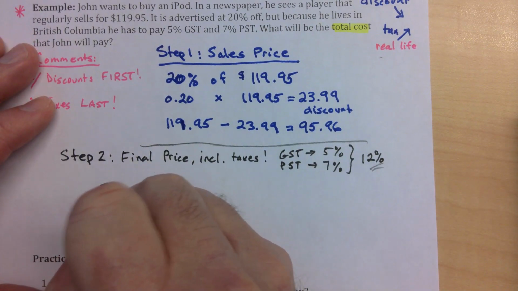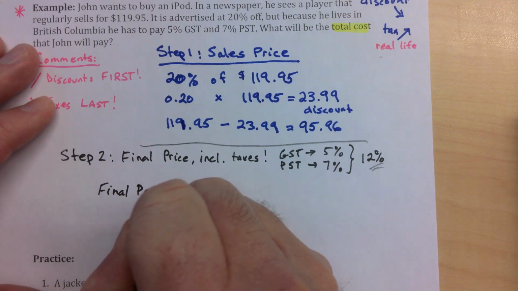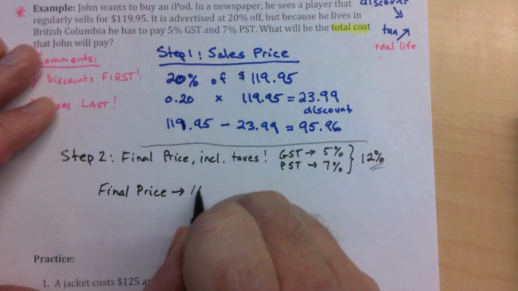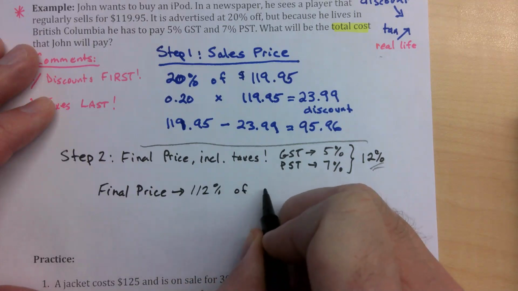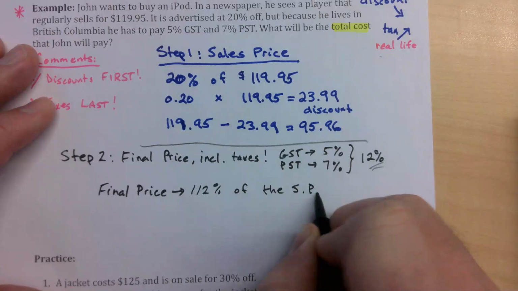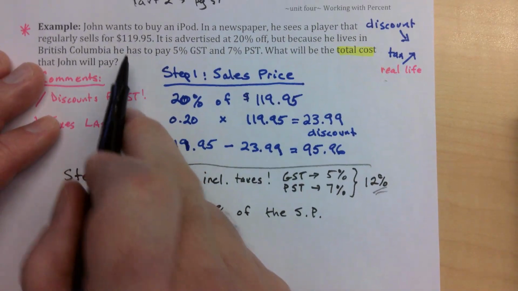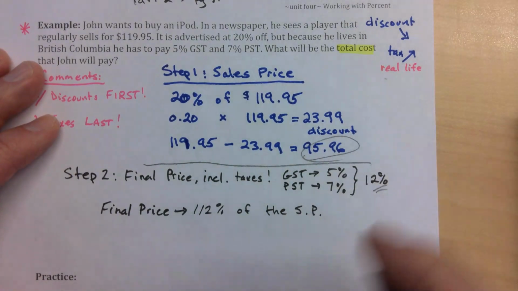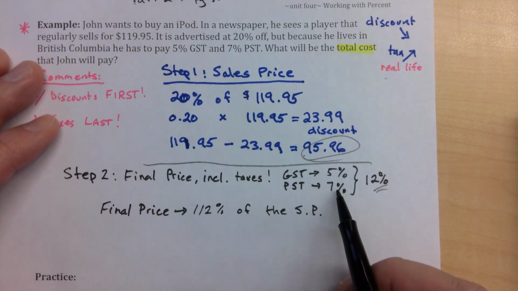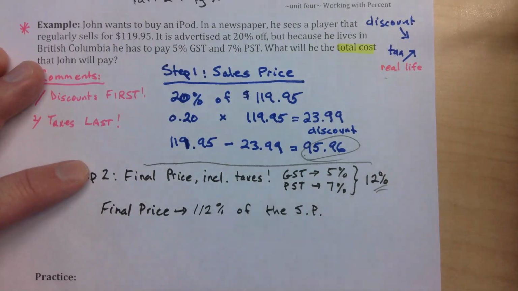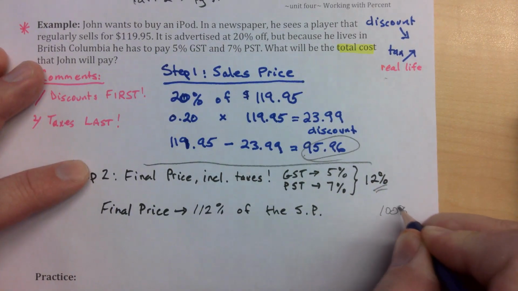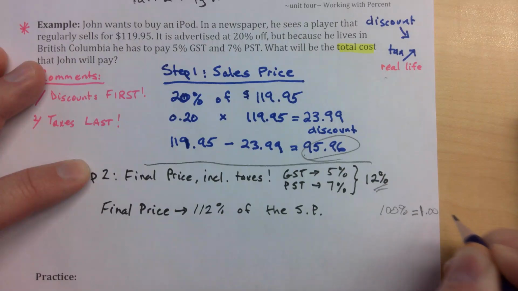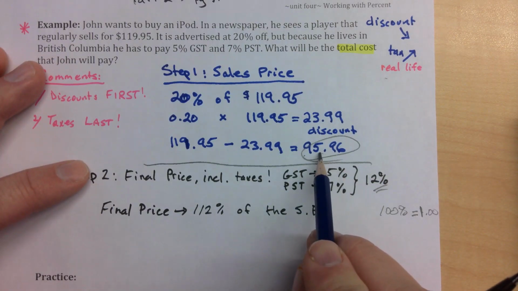So the final price is going to be 112% of the sales price. Now, it is the sales price, not the discount, or the original price up here of 119. We're going to take this number here. Just quickly again, 5 and 7 makes our 12%, and then this idea of using the 100%: 100% to a decimal is 1. It's just 1.00. The sales price is $95.96.